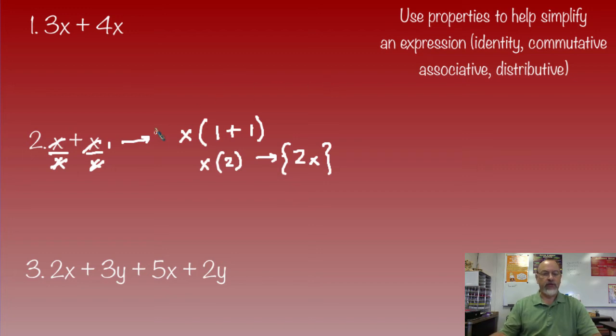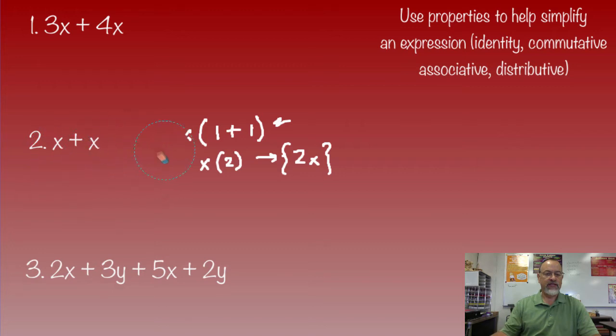So this is the distributive property in reverse. When we get 1 here, then we can add inside the parentheses, it gives me 2, and then, following order of operations, we multiply 2 times x and get 2x.